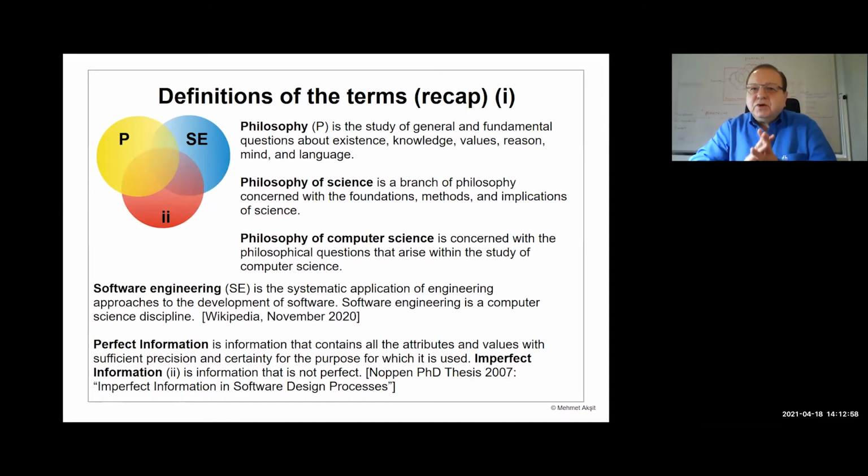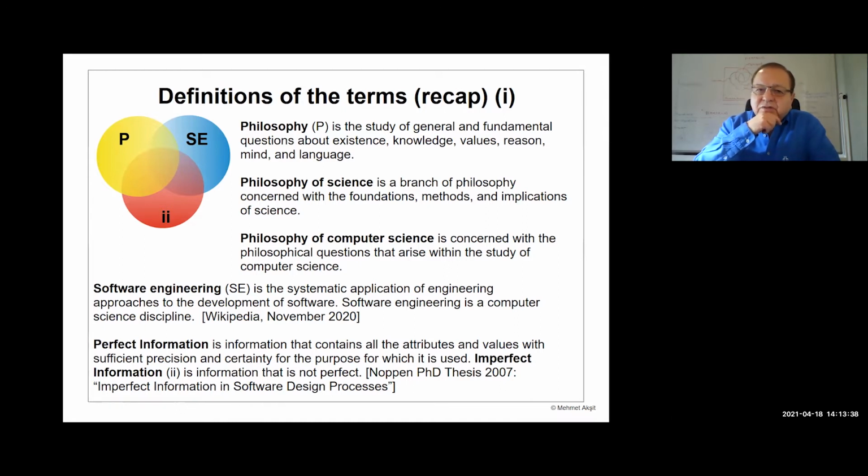Of course, we are referring to all kinds of terminologies: philosophy, philosophy of science, philosophy of computer science, software engineering. I'm referring to standard definitions. I took them from Wikipedia. What is important, however, especially for this talk, is to understand what is perfect information and what is imperfect information. Perfect information is information that contains all the attributes and values with sufficient precision and certainty for the purpose for which it is used.